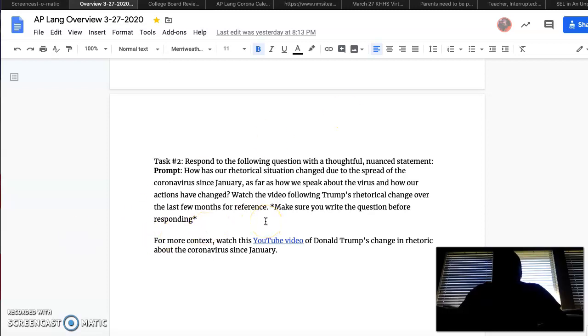I want to know your thoughts about how our world has changed as far as these things, the way we talk about these systems, the way we talk about the coronavirus. I remember in January, it didn't seem like a big thing.